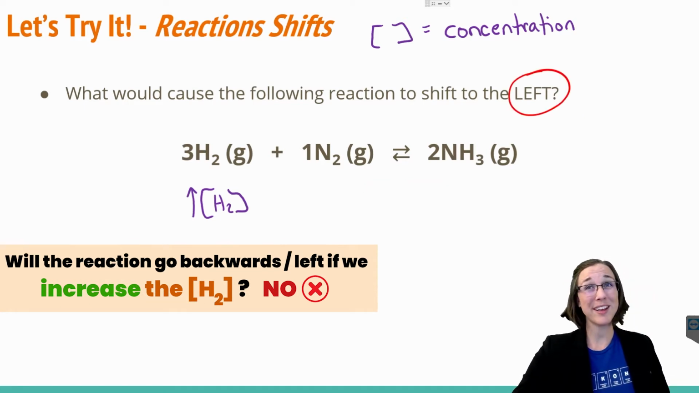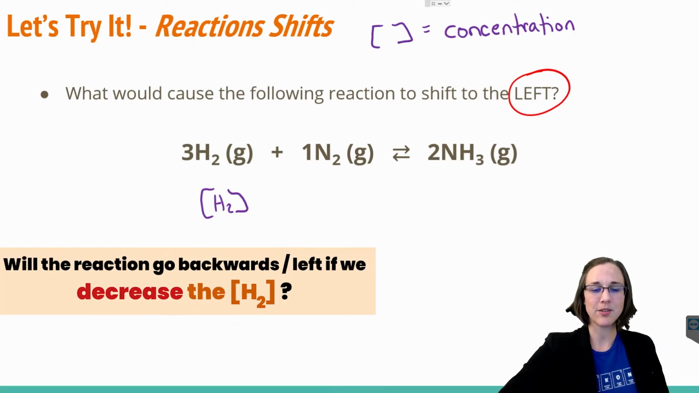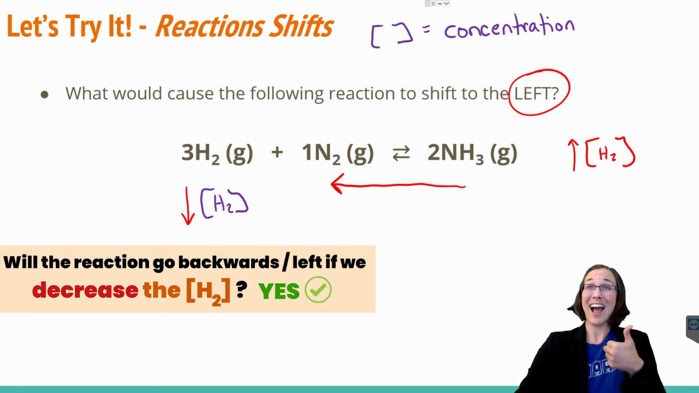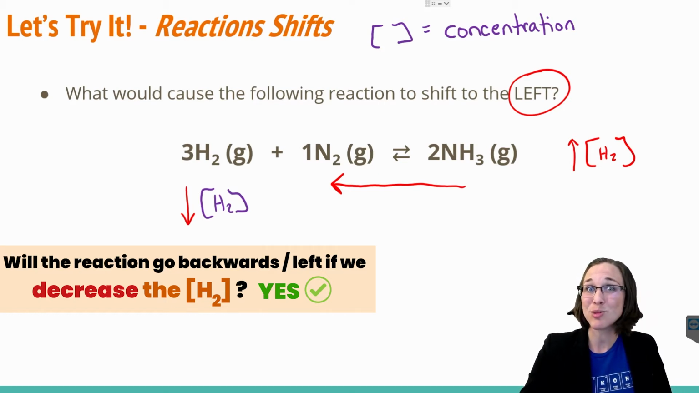So hopefully you recognize if that's going to help it shift to the right, what if we were to decrease the H2 gas instead? Well, if we decrease, the system is going to want to increase H2 gas again, and so it's going to shift over to the left. All right, so we've got one thing that would make this chemical reaction shift to the left, but there's other things we can do to it too.